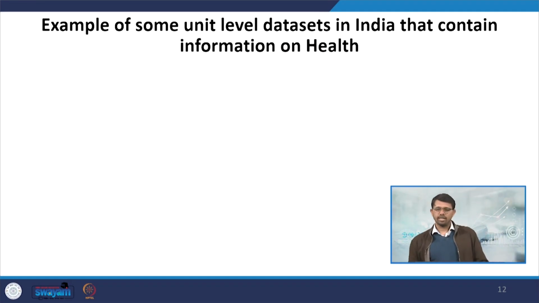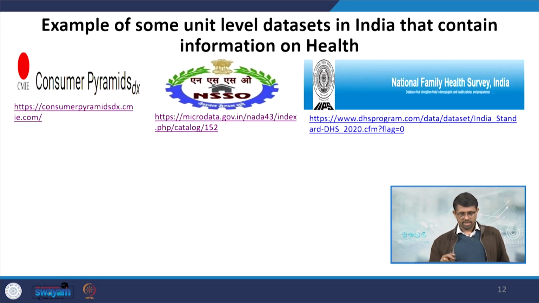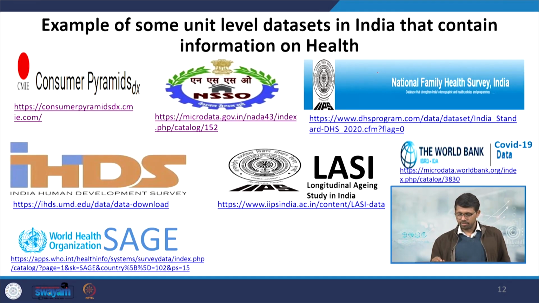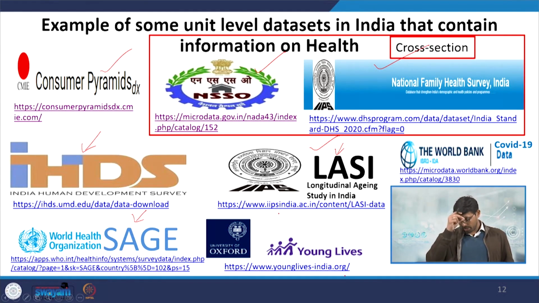Now, I am referring you directly to the sources of the unit level data sets in India. Its sources, how you should work on it, one by one we are mentioning. This is National Sample Survey, this is National Family Health Survey. NSS is here, then this is Consumer Pyramid, this is LASI, Longitudinal Aging Survey of India, and this is India Human Development Survey, and this is the SAGE database on healthcare, and this is Young Lives Survey, especially useful for cohorts, etc.